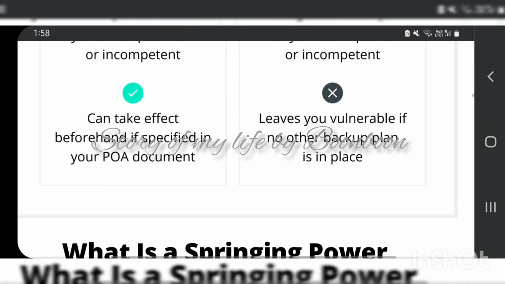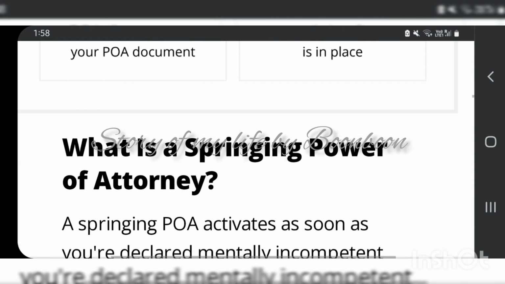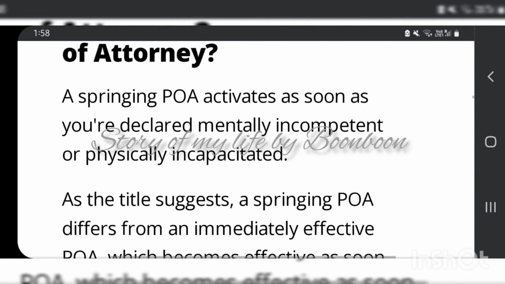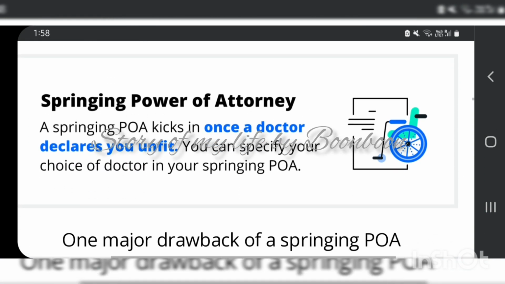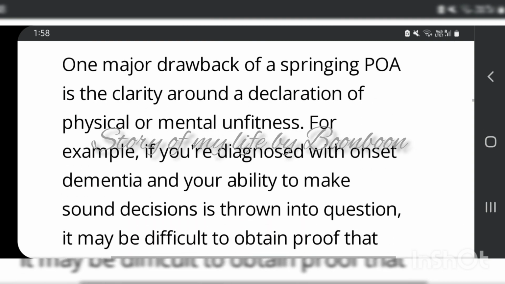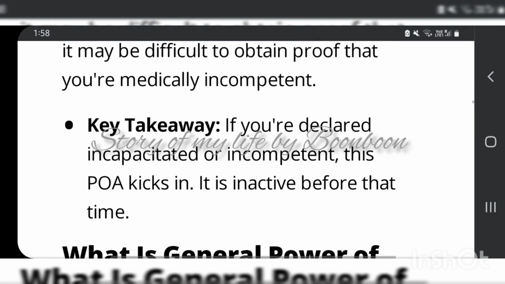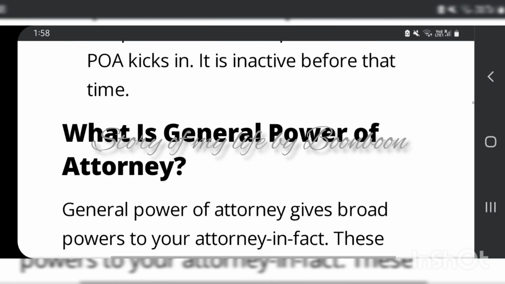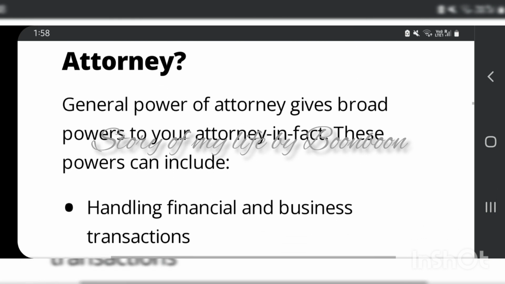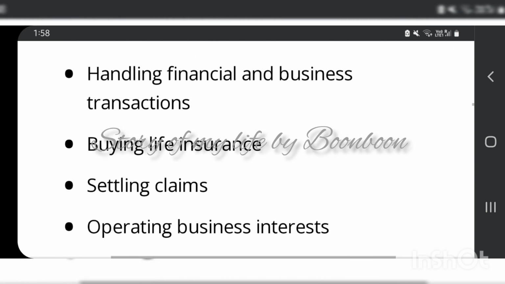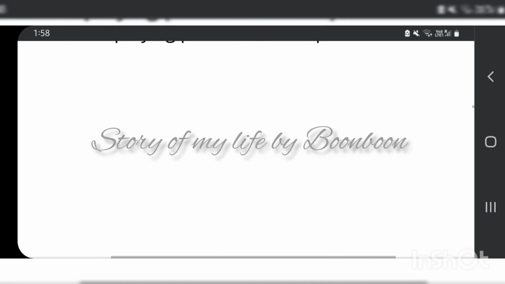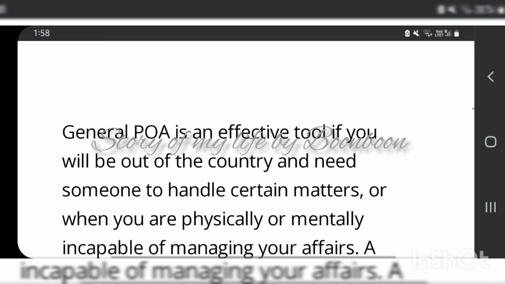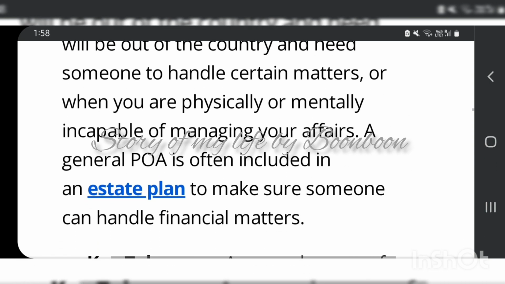The POA can end for several reasons, such as when the principal revokes the agreement or dies, when a court invalidates it, or when the agent can no longer carry out the responsibilities outlined. There are many types of powers of attorney. A durable POA takes effect when the document is signed, while a springing power of attorney comes into effect only if and when the principal becomes incapacitated.